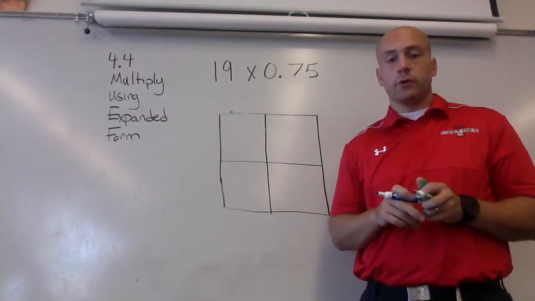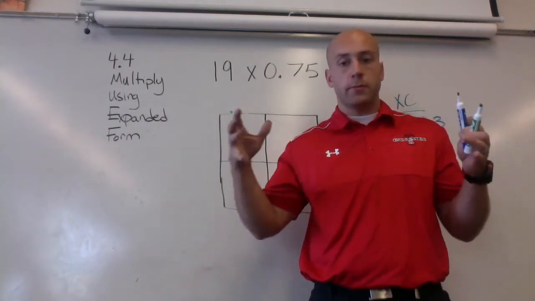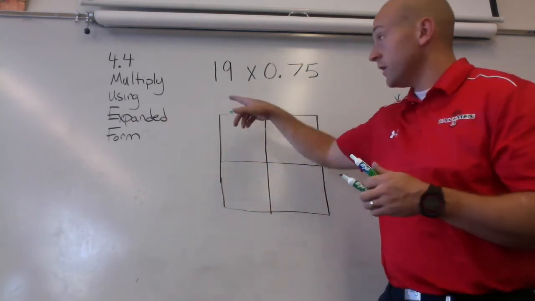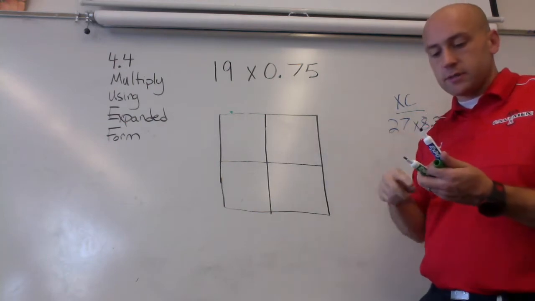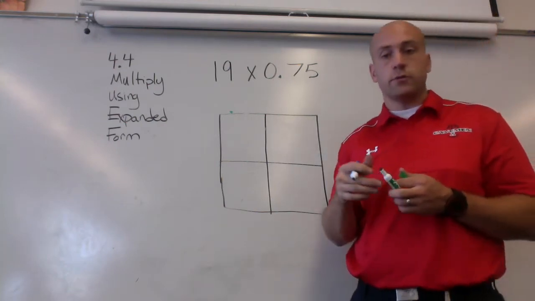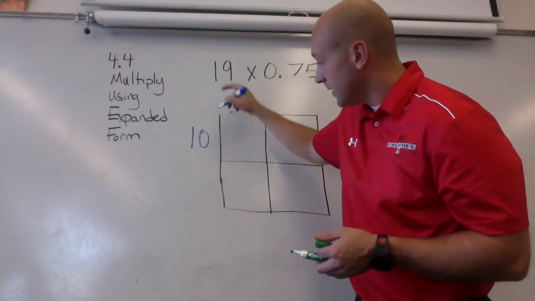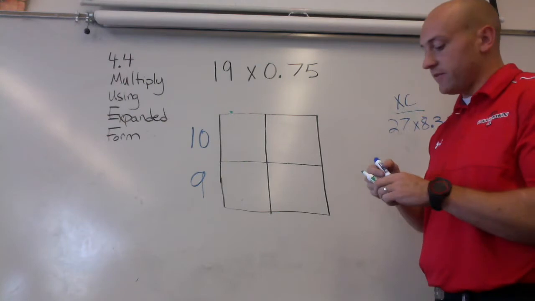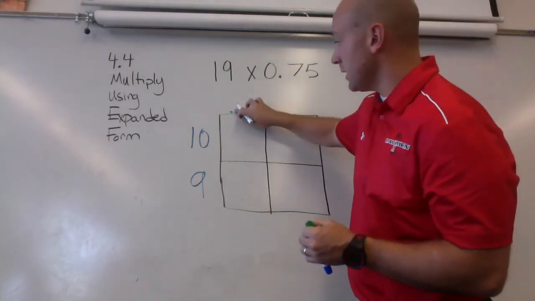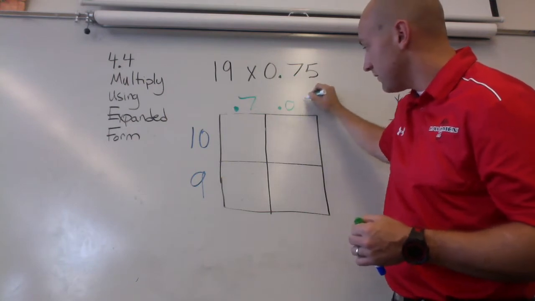In 4.4, we're going to multiply using expanded form. So remember, expanded form is when you take a number and you break it apart by its place value. So if we have the problem 19 times 75 hundredths, we're going to break them apart into their individual place values. So 19, we're going to break it into 10 and 9. And 75 hundredths, we're going to break it into 7 tenths and 5 hundredths.